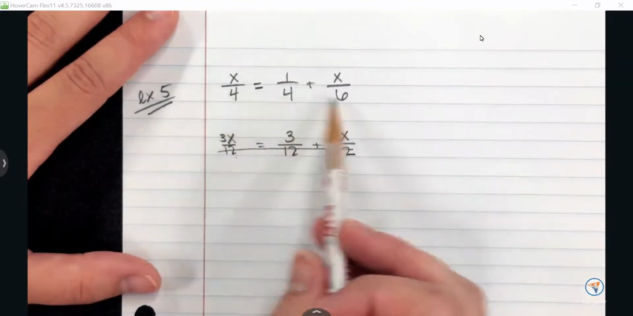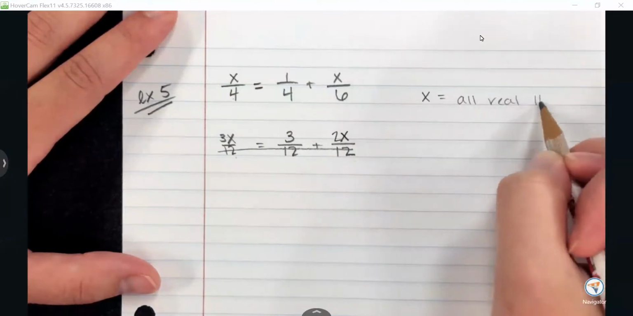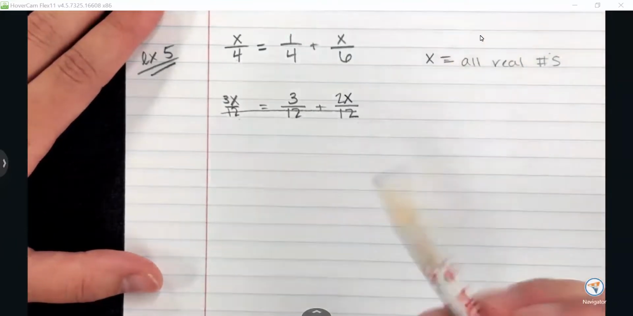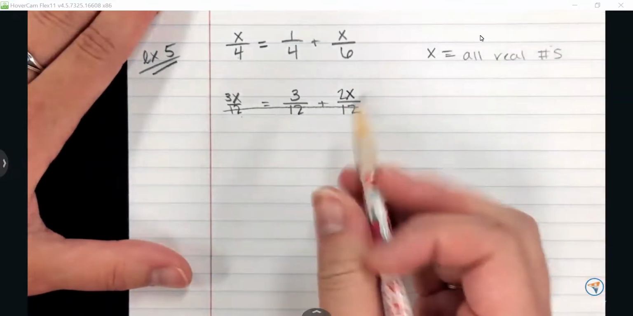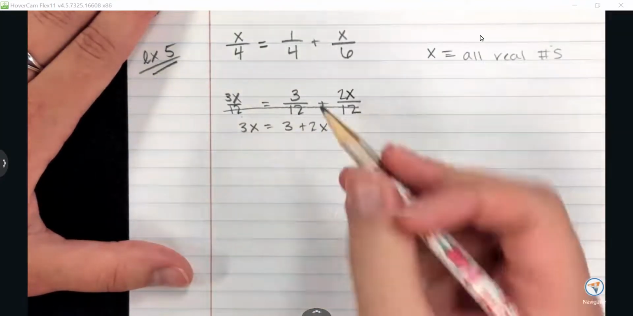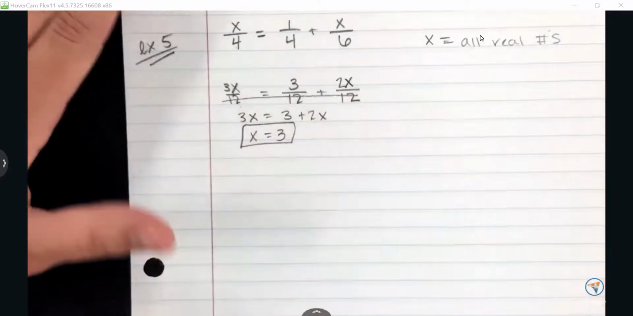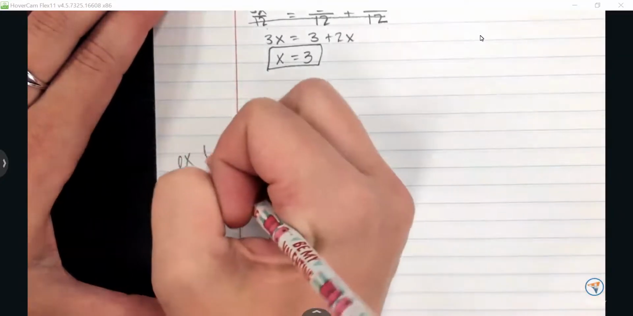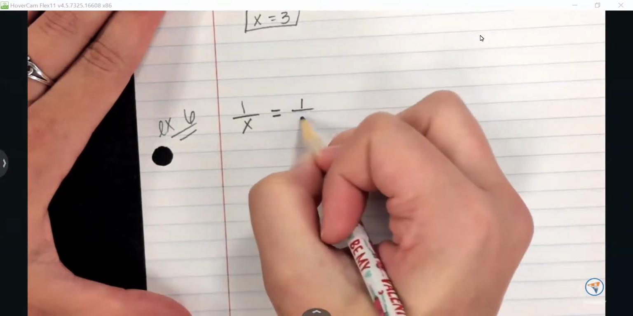Because there's no x in the denominator, that means x can equal all real numbers. There's no undefined location. So I have 3x equals 3 plus 2x. Subtract 2x from both sides, so x would equal 3. Easy peasy, right? All right, here's the one for you to do, and then we are done with our examples and notes.